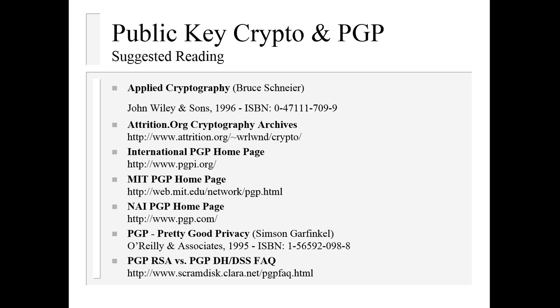Here's some different books and stuff that might be beneficial to you. Applied Cryptography, attrition.org, International PGP homepage, MIT PGP, the NAI PGP, which is pgp.com. That's where you would publish your key. It's keyserver.pgp.com. Then you have Pretty Good Privacy, which is put out by Simson Garfinkel. And then PGP RSA and PGP Diffie-Hellman, DSS, frequently asked questions at scramdisk.clara.net. So those are some pages you might want to go take a look at.